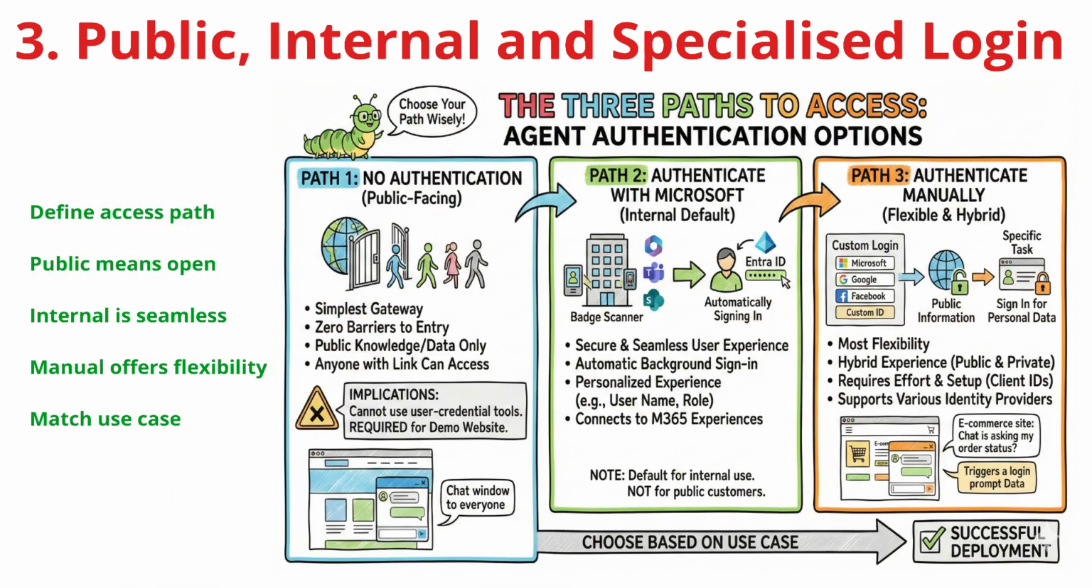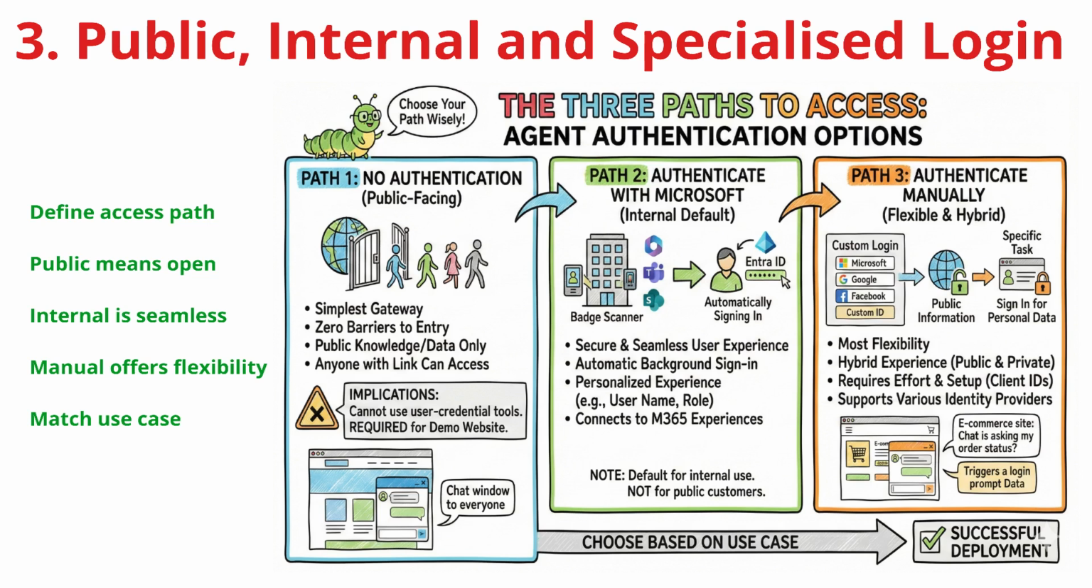When deploying your agent, determining how users will access it is a foundational decision. As our guide, Nana, suggests, you must choose your path wisely from 3 distinct options tailored to different needs. Path 1 is no authentication. This is the simplest gateway, intended for completely public-facing agents. It offers 0 barriers to entry for anyone with a link, but it is restricted to public knowledge and cannot use tools that require user credentials.